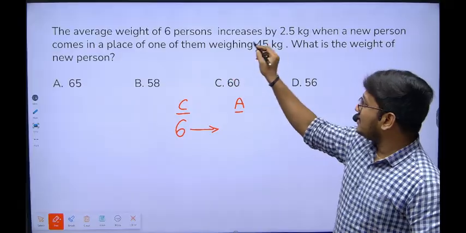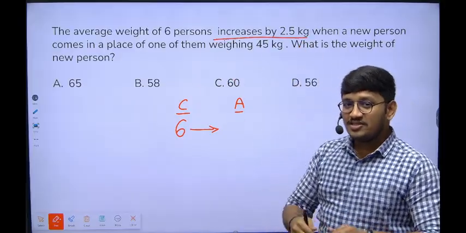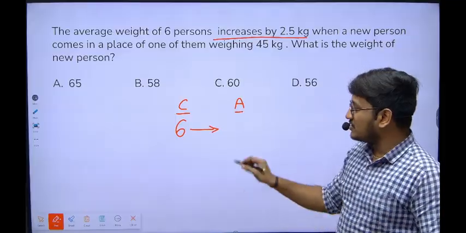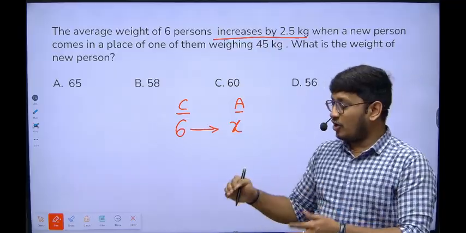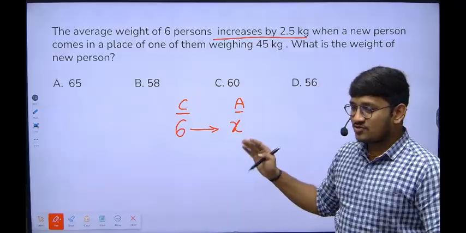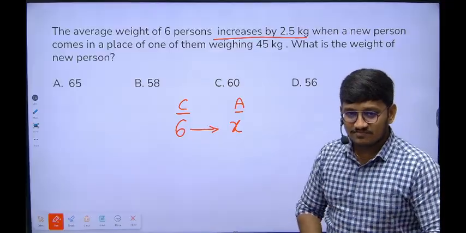The average increases by 2.5 kgs. Initially, what is the average of the 6 students? We don't know, so I'm assuming it as x kgs. The average weight of 6 students is x kgs. We are not sure about that average, so I have assumed it as x kgs.